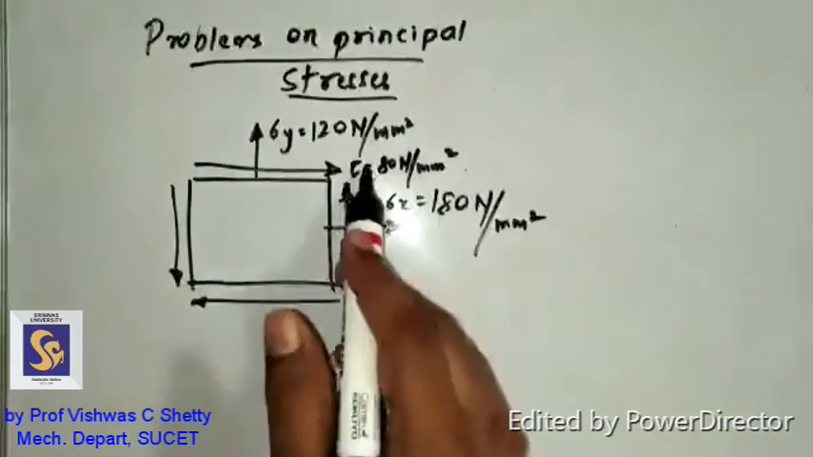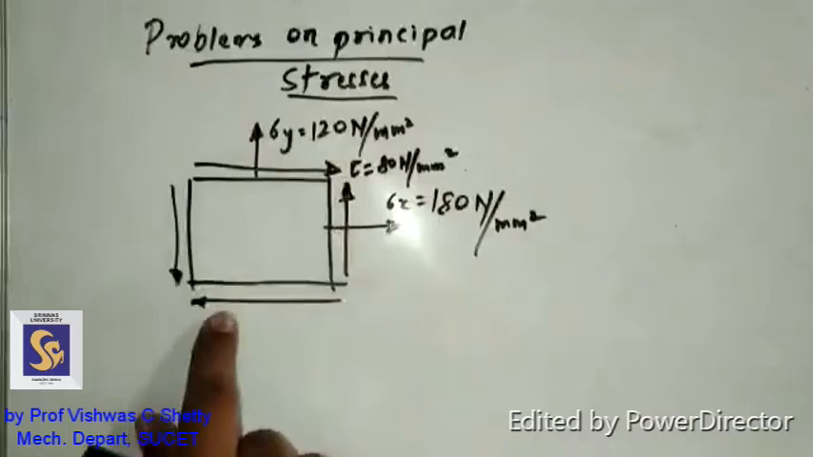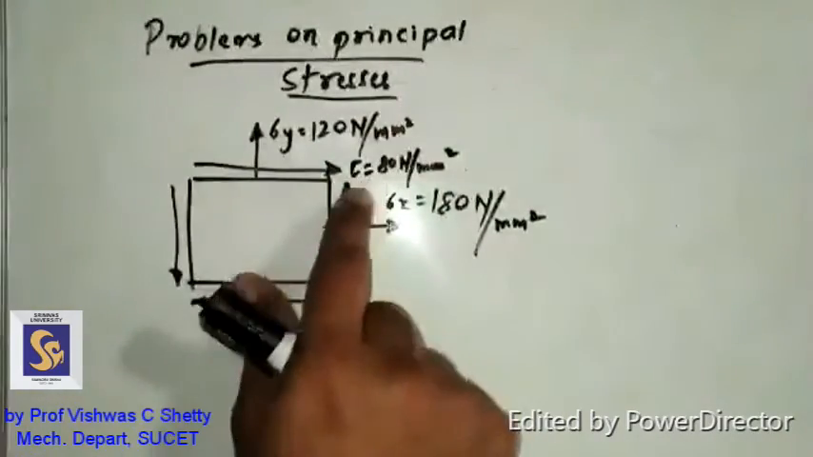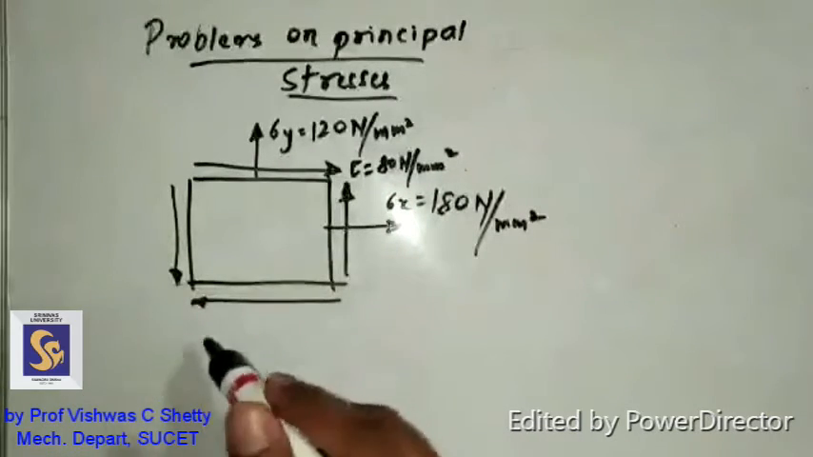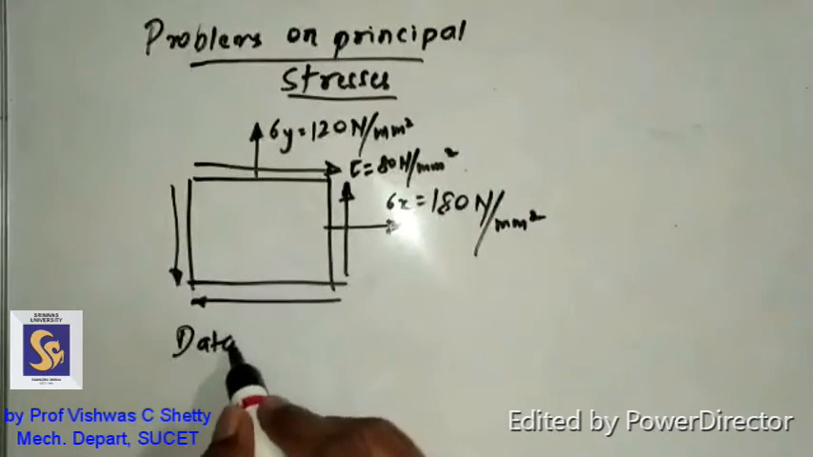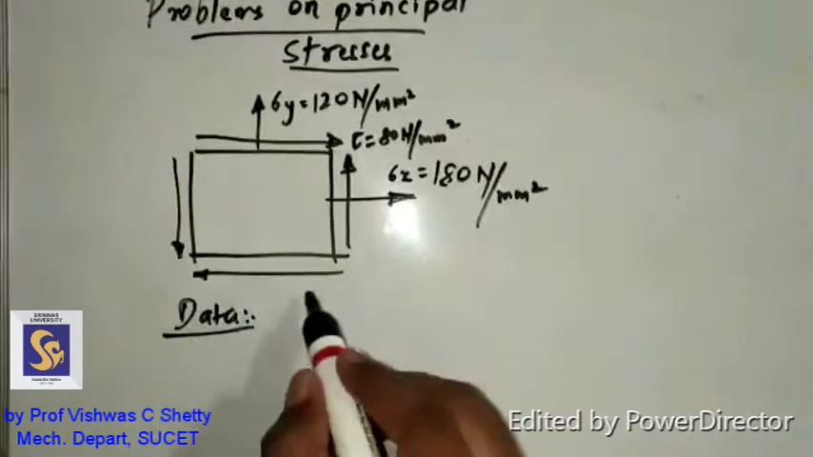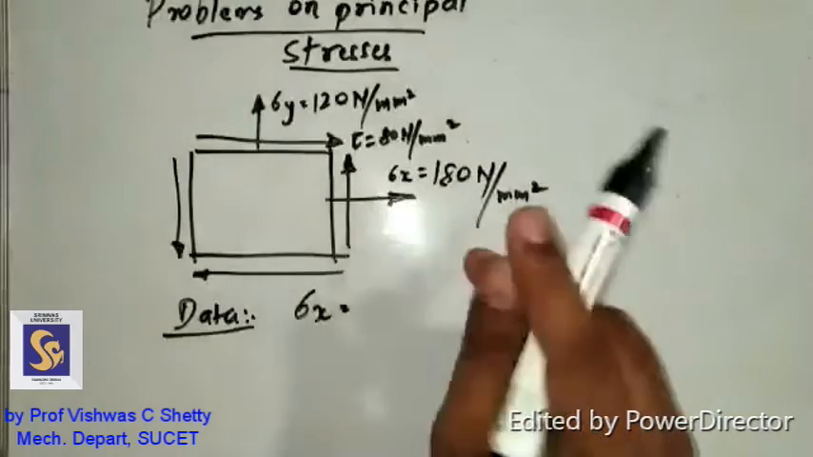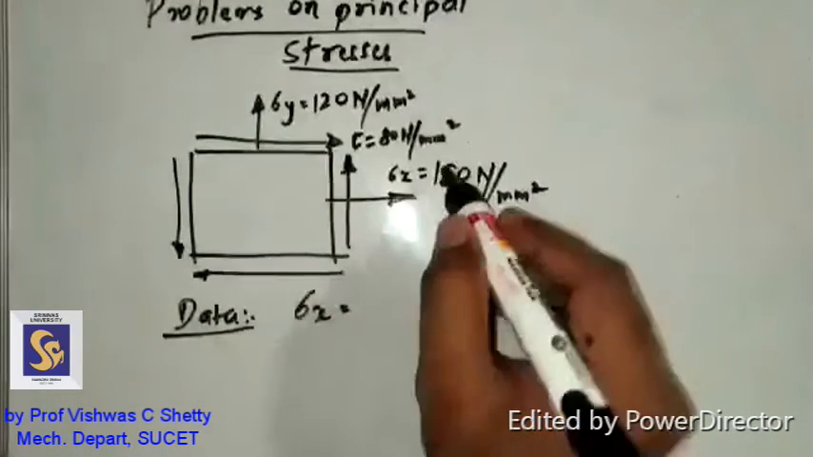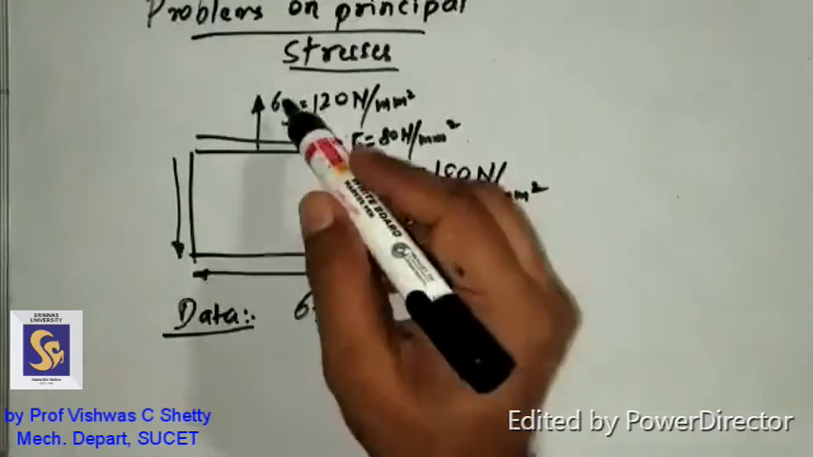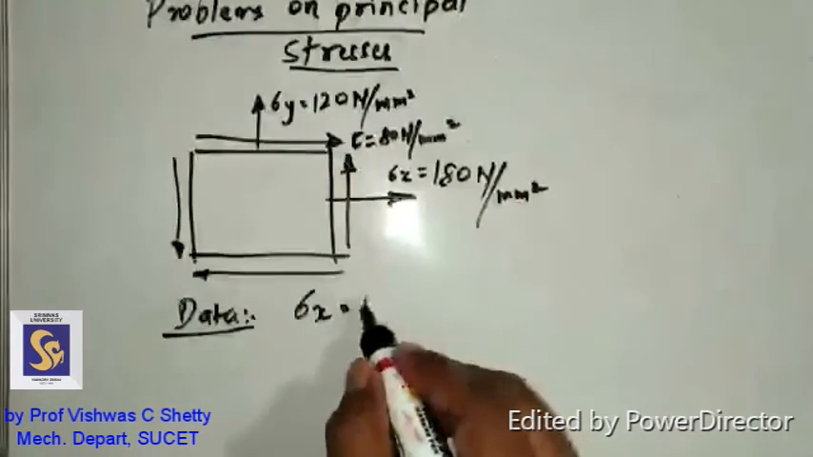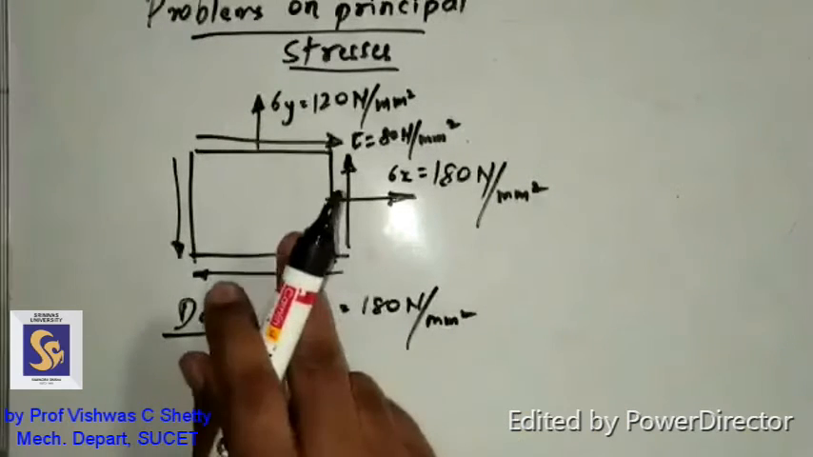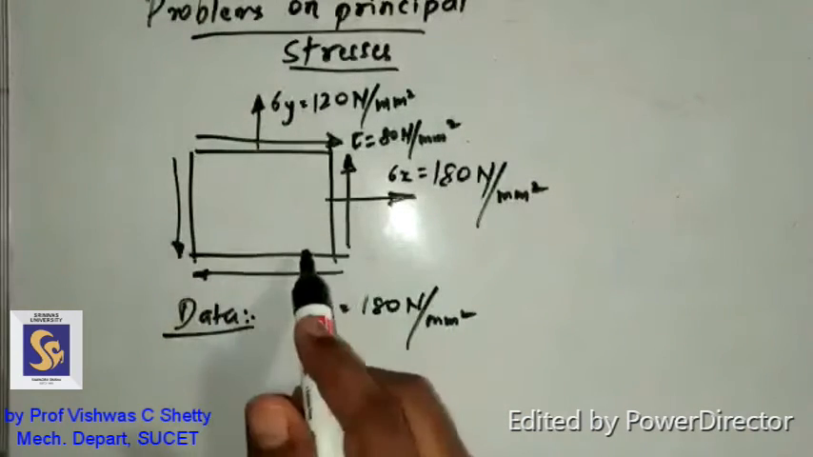Please note that the magnitude is the same. Whatever shear stress you apply, it is equal and opposite, of the same magnitude, on both the sides. So quickly write down the data. For sigma x, you have to note whether it is tensile or compressive. If it is tensile, the sign will be positive. If it is compressive, the sign will be negative. Both are tensile in nature, according to the figure given.